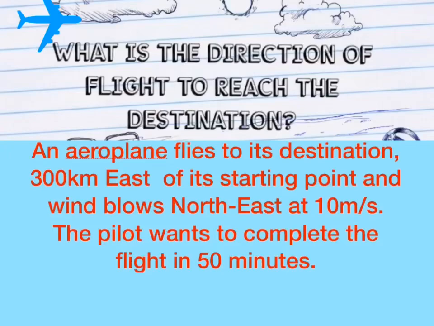Alright, today's question: what is the direction of flight to reach the destination? From the following statement, which says, an aeroplane flies to its destination 300 kilometers east of its starting point and wind blows northeast at 10 meters per second. The pilot wants to complete the flight in 50 minutes.